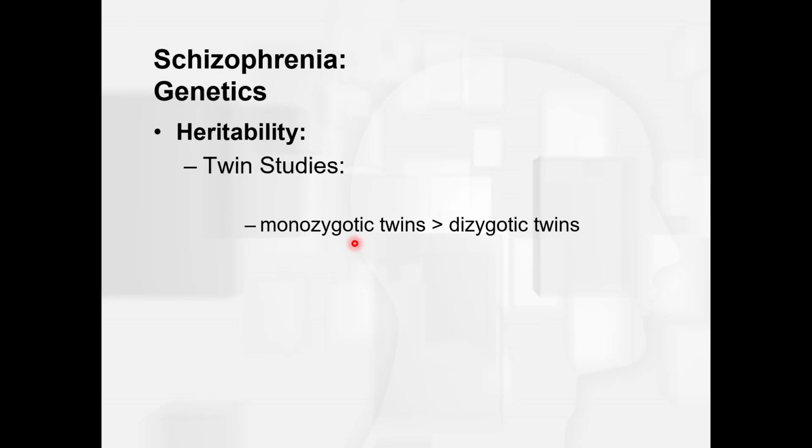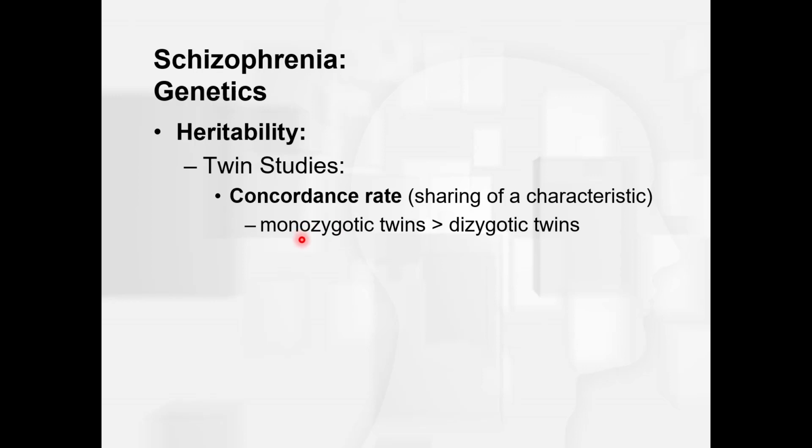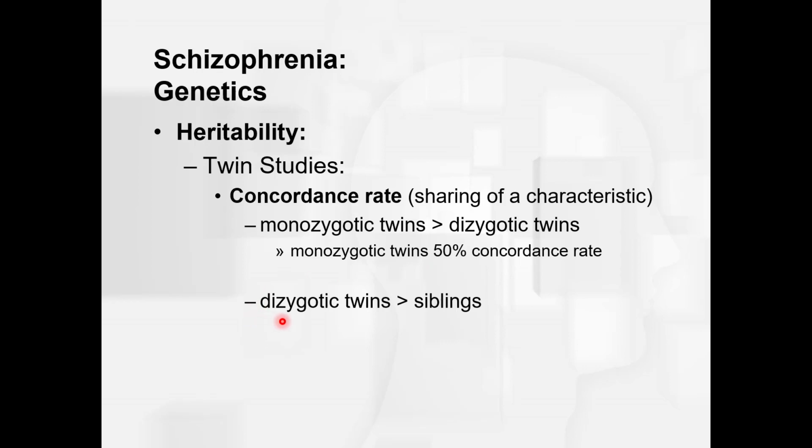And so what we're looking at there is something called a concordance rate, a sharing of a characteristic. So if the concordance rate is higher in monozygotic twins than it is in dizygotic twins, that suggests a higher heritability factor. Monozygotic twins have about a 50% concordance rate for schizophrenia. Dizygotic twins have a higher concordance rate, so a higher similarity, if one twin has it, the likelihood that the other one will have it, than regular siblings.